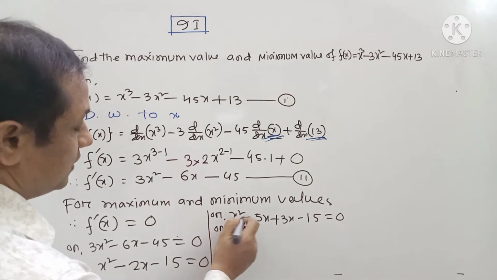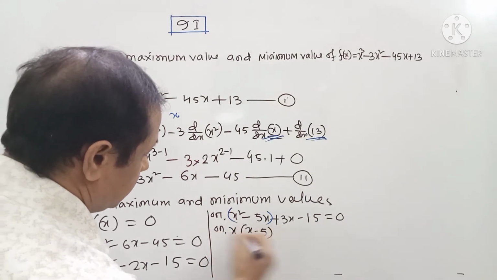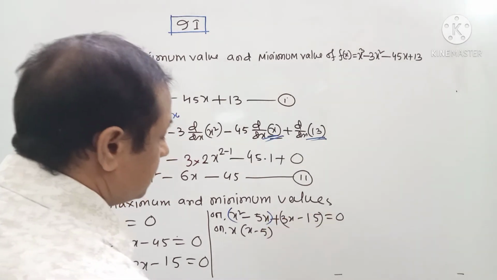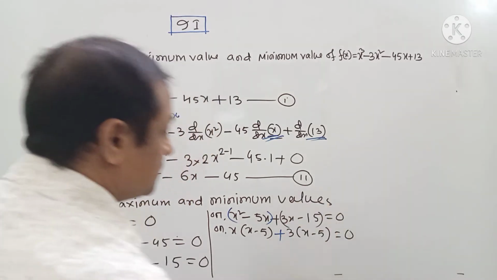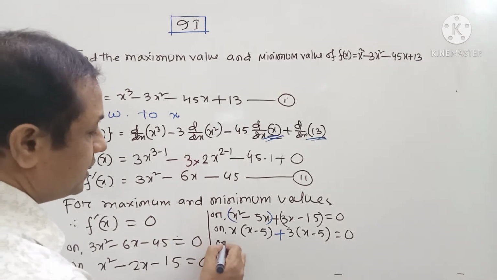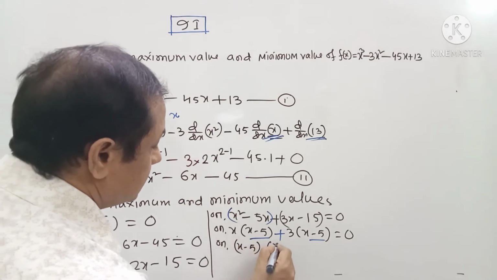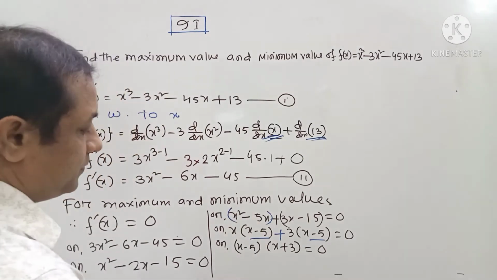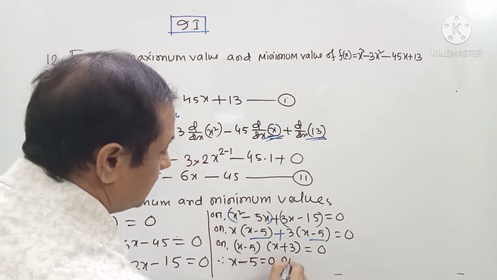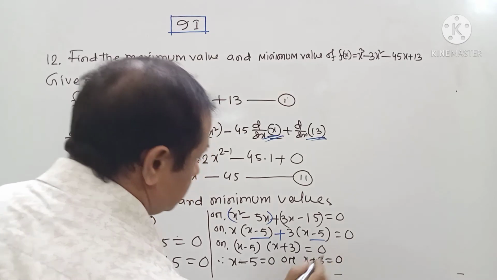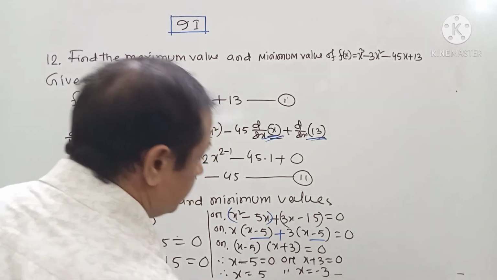Now taking common x from the first two terms, then we get x minus 5, and taking common 3 from the last two terms, then we can write x minus 5 equals 0. So student, now taking x minus 5 common, we get x plus 3 equals 0. So x minus 5 equals 0, or x plus 3 equals 0. So value of x equals 5, or value of x equals minus 3.